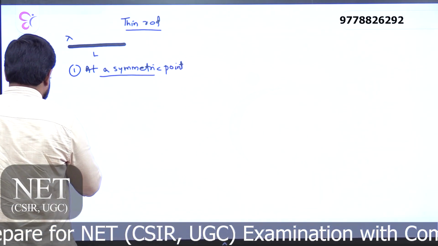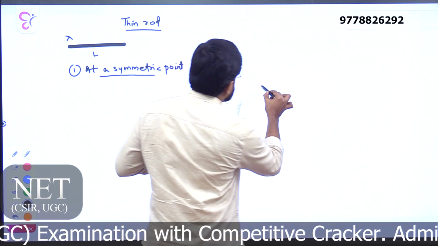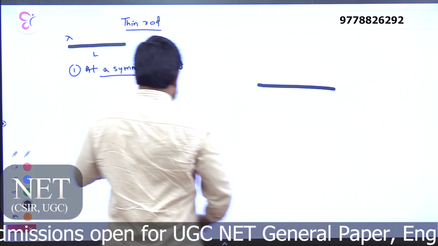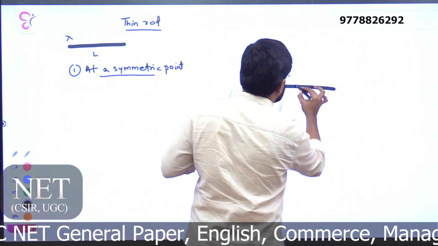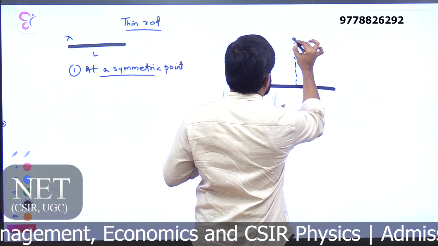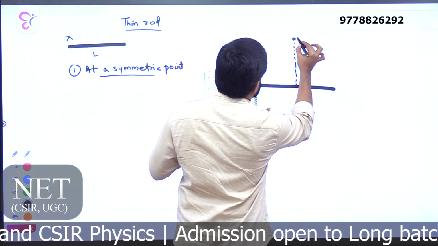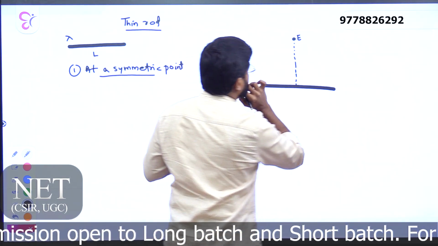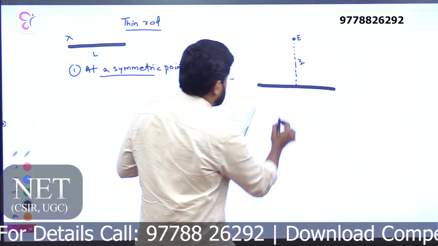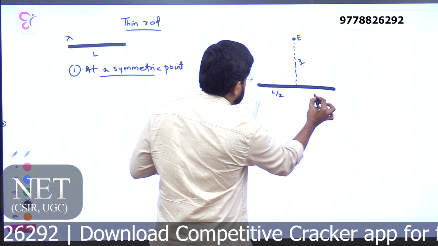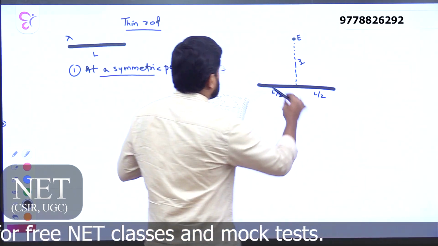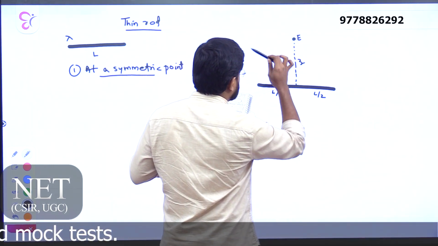So let us discuss. See, this is my thin rod, and this is my point. That means it is exactly at the center, which is symmetric. And here I have to find the electric field. So this point is at a distance Z, and this length is L by 2, and this length is also L by 2.